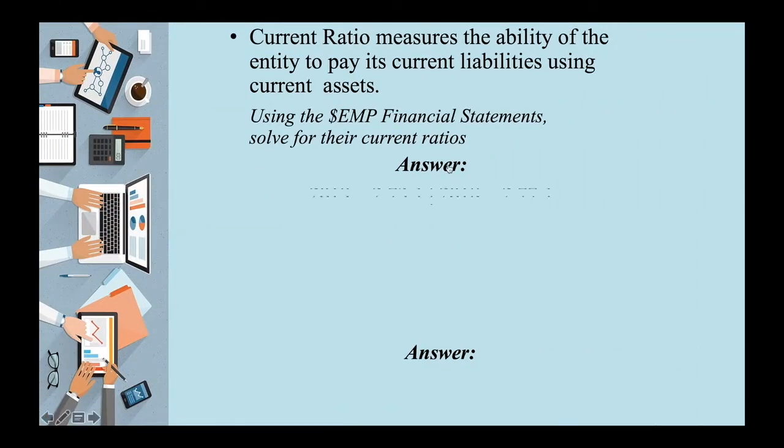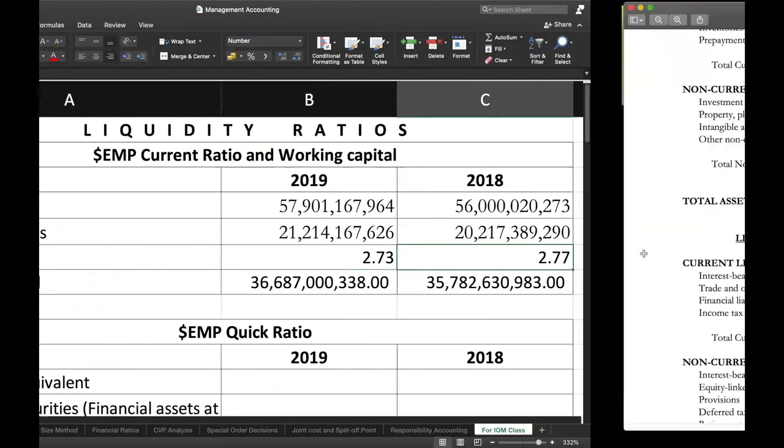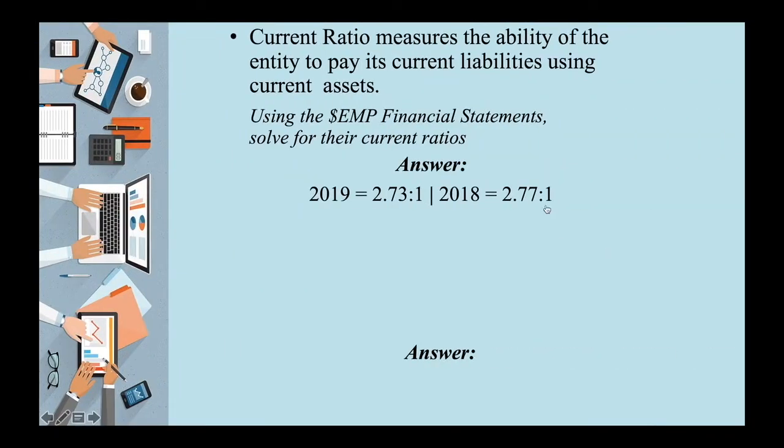Let's check the answer if tama tayo. So 2.73 is to 1 and 2.77 is to 1 for the 2018. So yan, tama naman tayo. Naka-ratio siya guys dahil this is a ratio, current ratio.